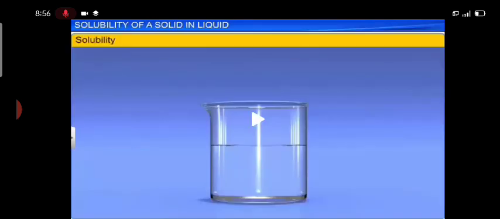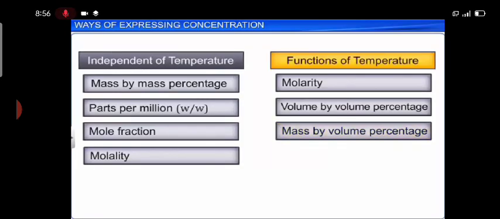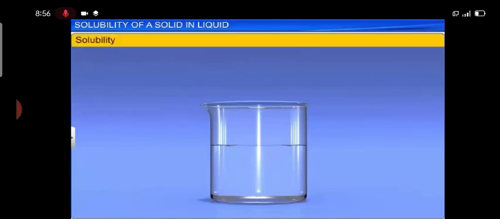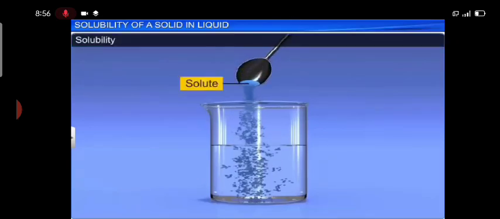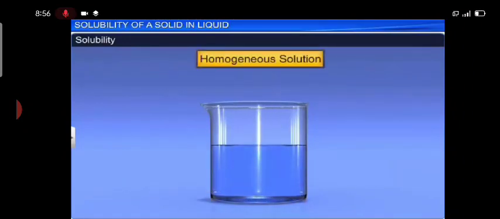Solubility. Solubility is the property of a solute to dissolve in a solvent to form a homogeneous solution. Solubility is defined as the maximum amount of solute that can be dissolved in a specified amount of solvent at a specific temperature.